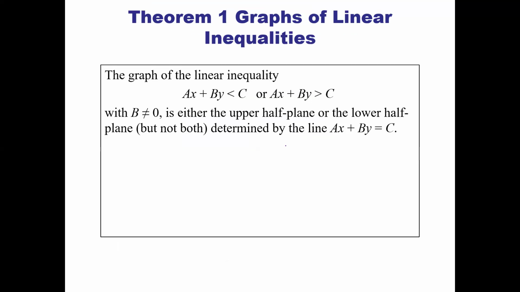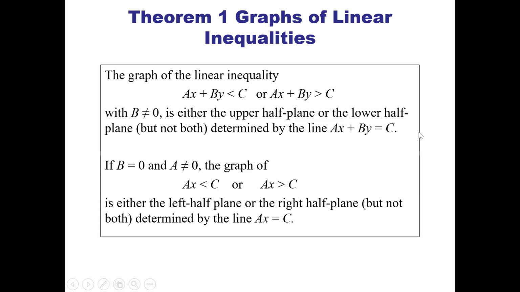All right, so theorem one, graphs of linear inequalities. The graphs of linear inequalities say we have ax plus by is less than c, or ax plus by is greater than c. If b is not equal to 0, the graph is either the upper half of a plane or the lower half of the plane, but not both. And it's determined by the line ax plus by is equal to c. So really, we're going to be doing that.